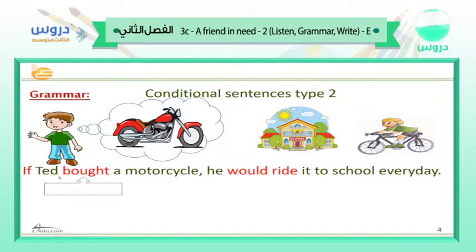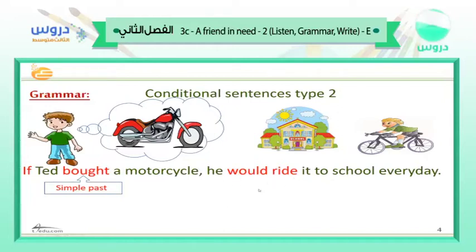So this is the sentence. The first part of the sentence is the if clause. Bought is in the past simple. Of course, we have to have two clauses. The first clause could be the if clause, or the second clause could be the if clause. Because it's in the first clause, we have to put a comma. He would ride it to school every day.